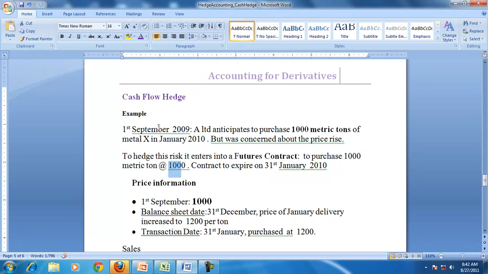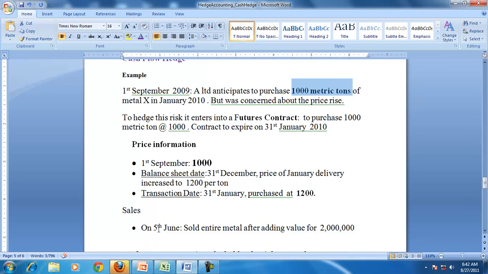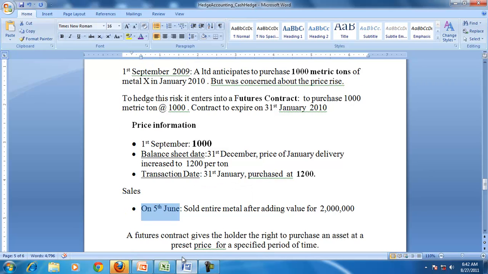The price on 1st September, the date of the forward contract entry, is 1000. On the balance sheet date, the price went up to 1200, and the transaction rate, the price, remained at 1200. And the actual sales, these goods which they purchase, are sold on 5th June after adding some value for 2 million.